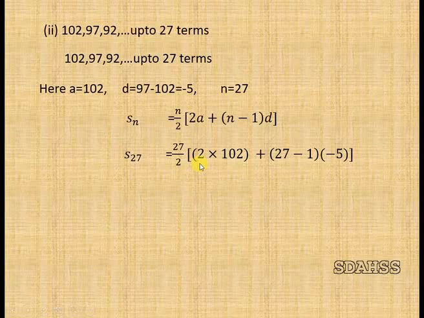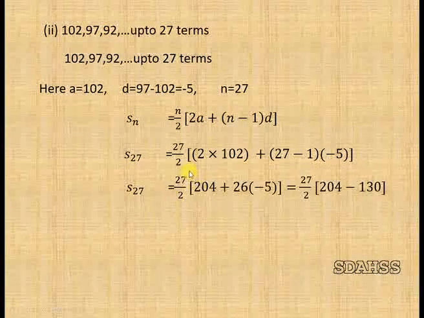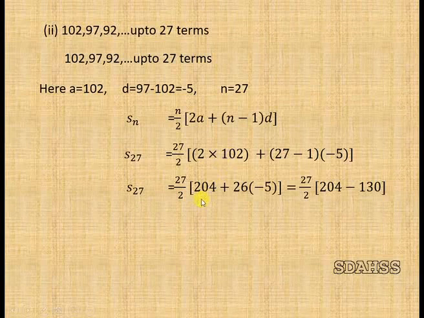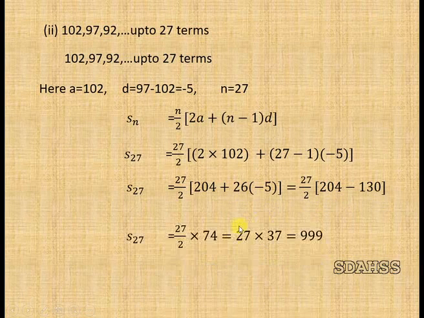So you have 27 by 2 into 2 into 102 plus 27 minus 1 into minus 5, which is equal to 27 by 2 into 2 into 102, 204, plus 27 minus 1, 26, into minus 5, which is equal to 27 by 2 into 204 minus 26 into 5, 130. That is equal to 27 by 2 into 204 minus 130, 74. Cancel the numerator and denominator by 2 tables. So you have 37. 27 into 37 is 999.